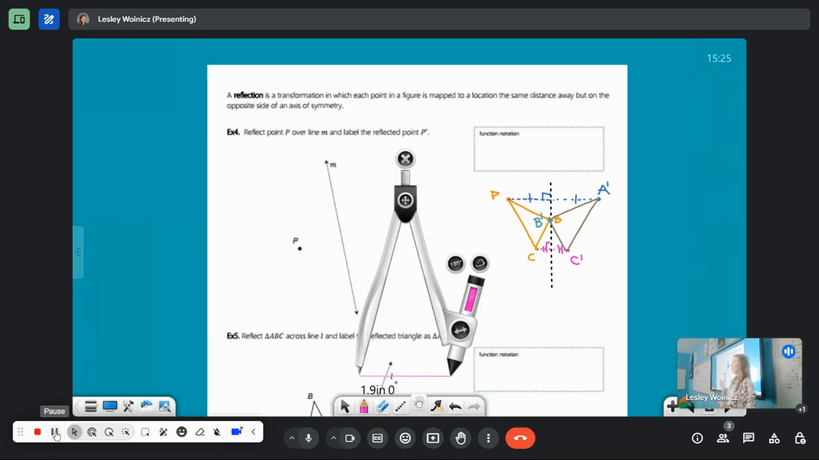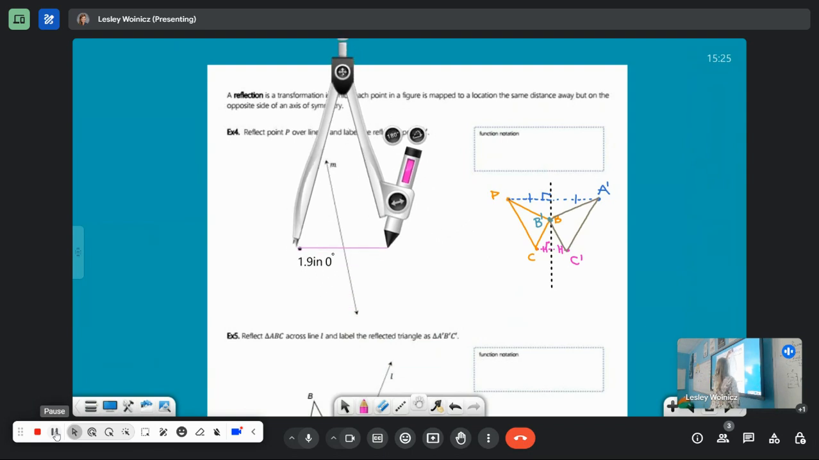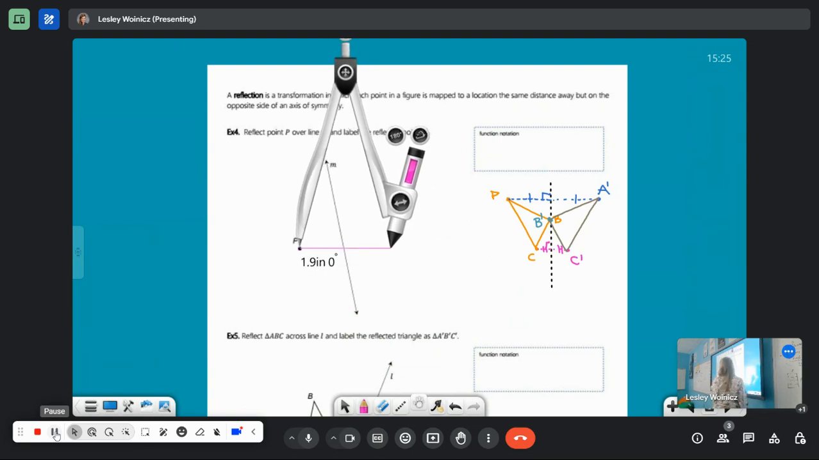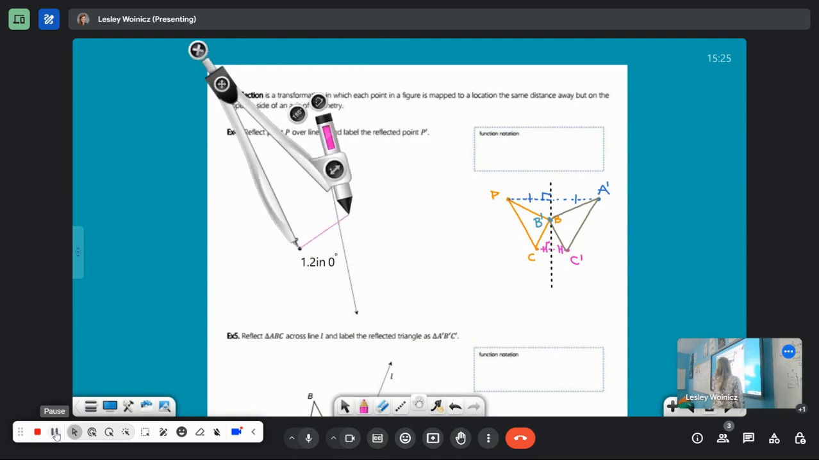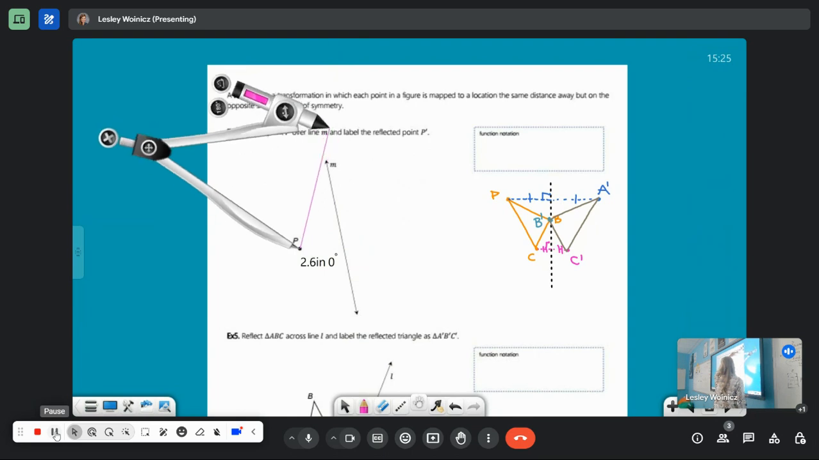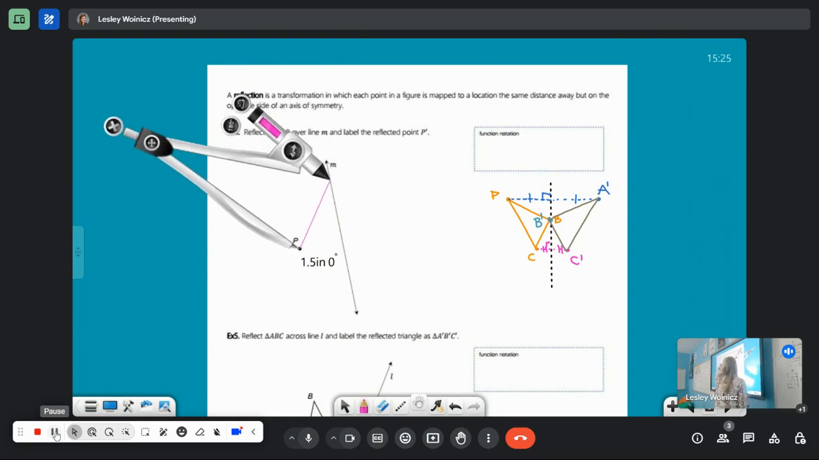Okay, so what I want to figure out is a point on the opposite side of line M that's going to be my P prime. So what I'm going to start out by doing is putting my metal tip on point P. I'm going to select a radius that won't get me off of line M. So you want to make sure that both ends are going to be on line M.